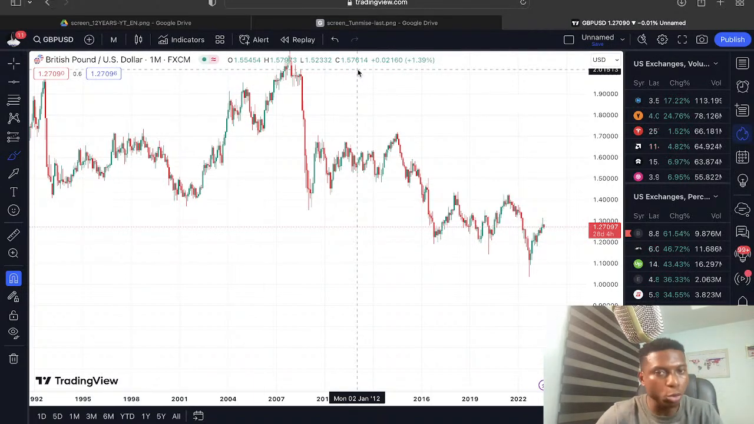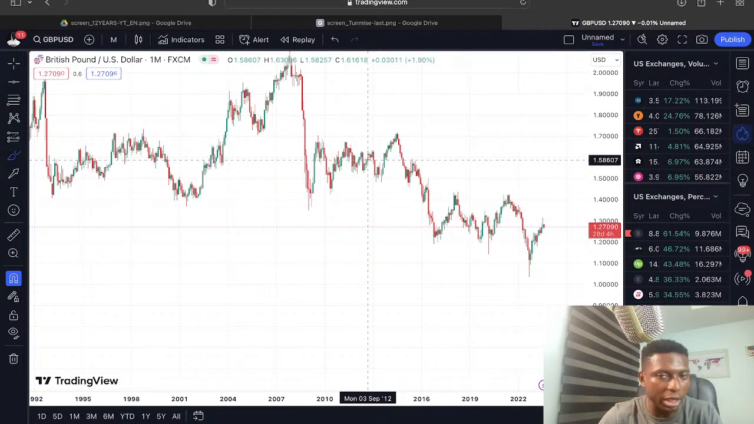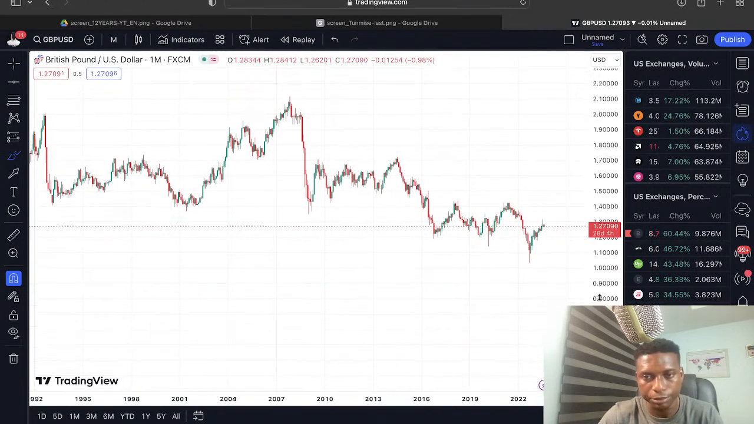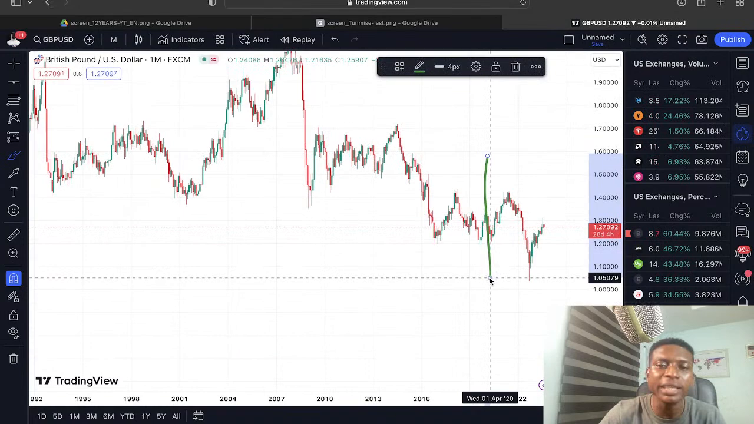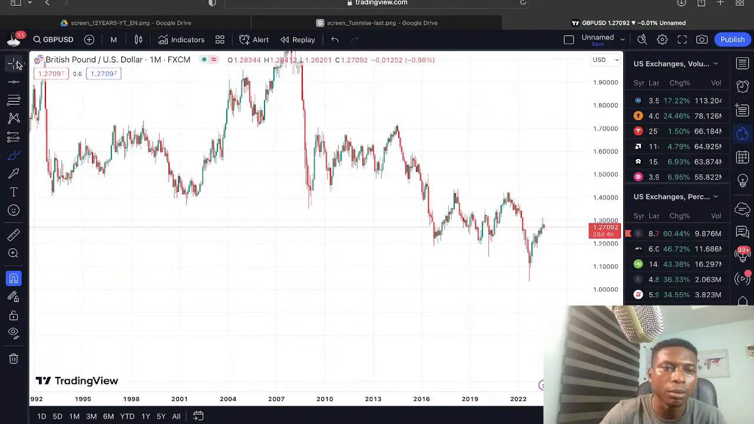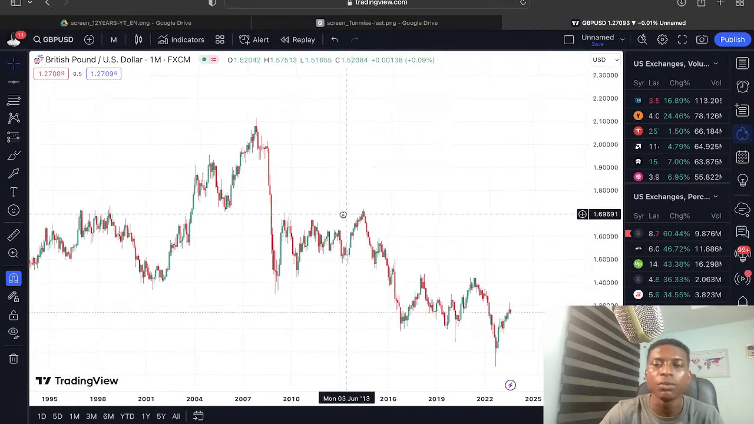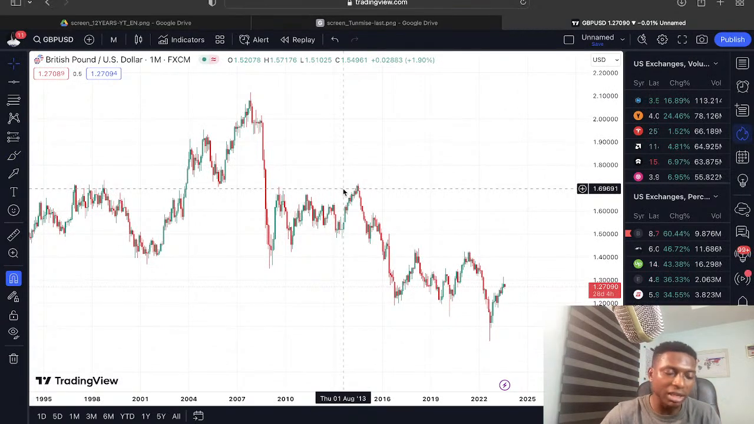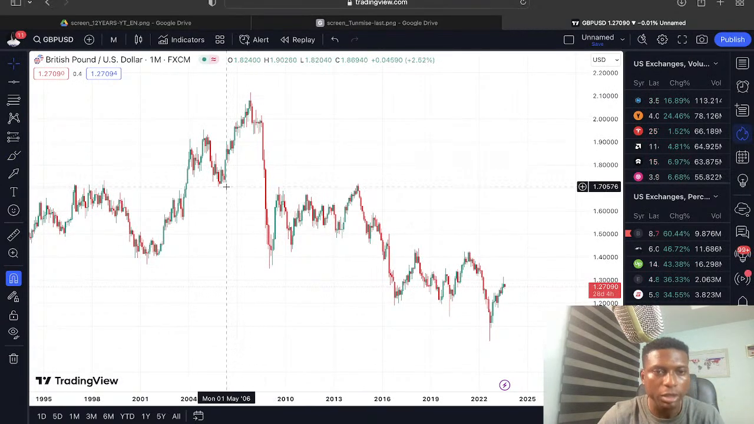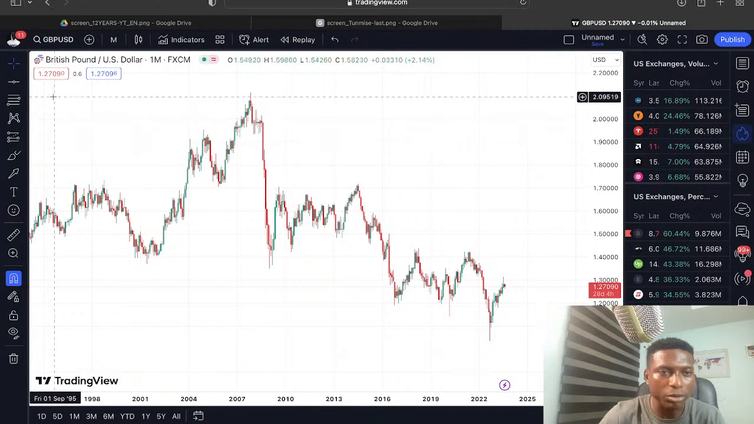So of course, you do well to follow me as we learn together on this session. So here is the chart of GBP USD.